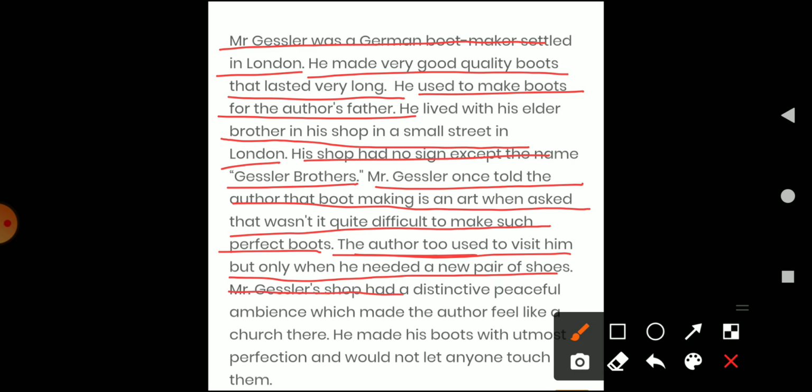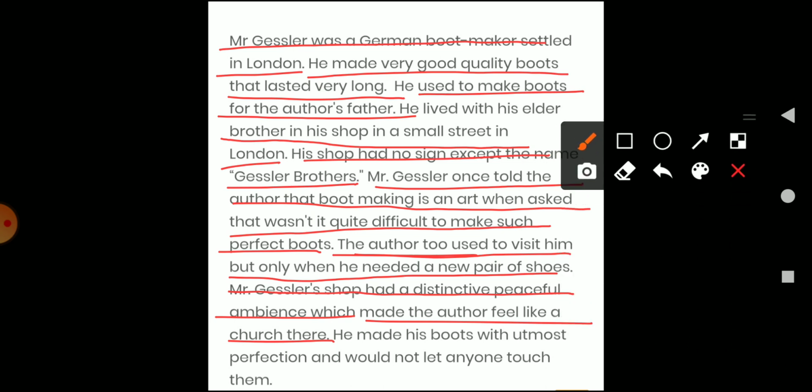Okay, Mr. Gessler's shop has a distinctive peaceful ambience, which made the author feel like he was in a church. So not only the shop owner, Mr. Gessler, has a very particular idea about shoemaking, but his shop also has a quite distinctive ambience, meaning the whole aura of the shop was quite different. If he entered the shop of Mr. Gessler, he used to feel as if he had entered a church. So you can imagine how peaceful and soothing the atmosphere of the shop was.